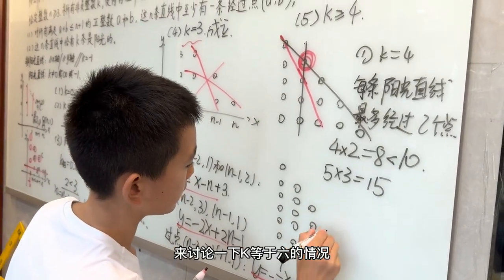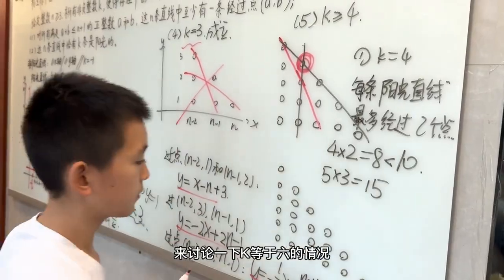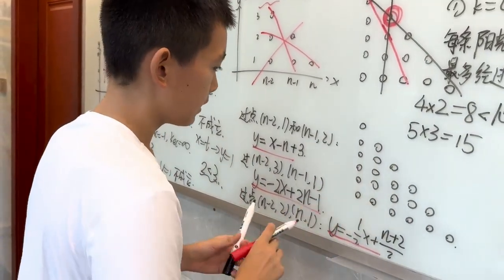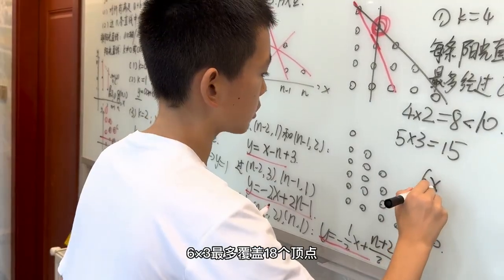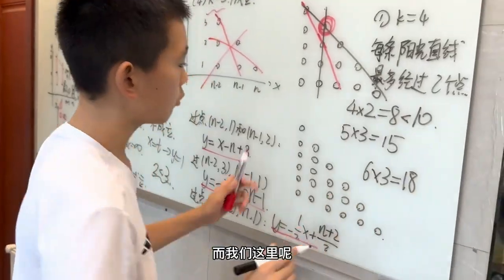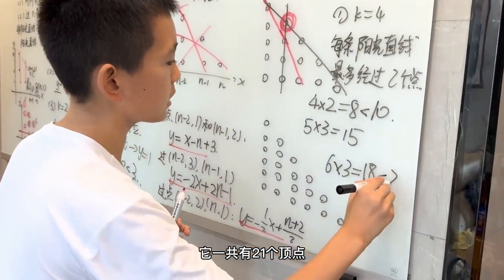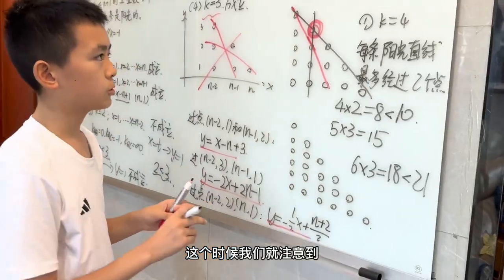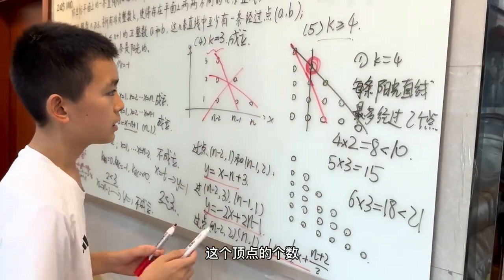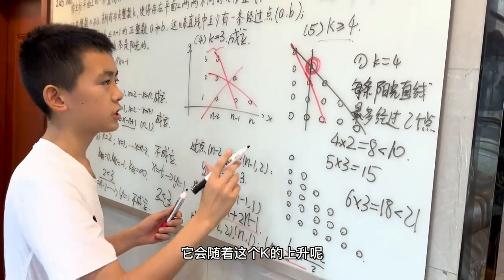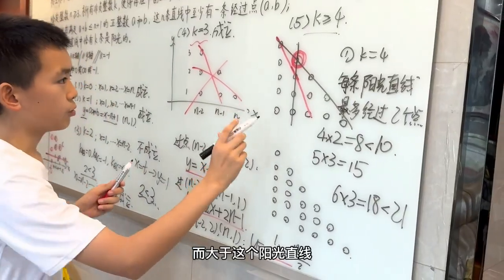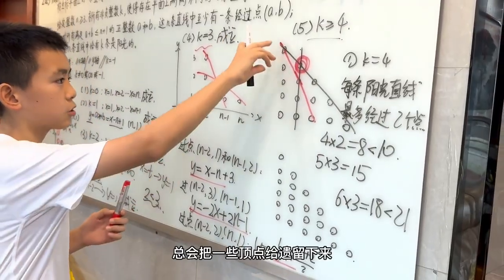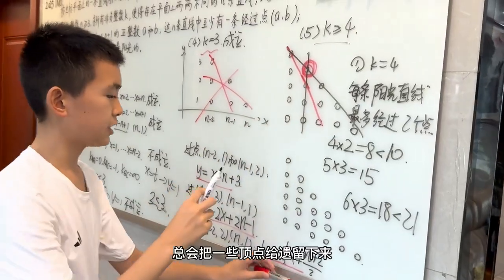Let's discuss the case where k equals 6. If k is equal to 6, we find that each sunlight line passes through at most 3 of them. We have 6 sunlight straight lines, 6 times 3, that cover up to 18 points. As for us, let's calculate that it has a total of 21 vertices, and the number covered by sunlight lines is still less than the number of vertices. At this time, we notice that when k is greater than or equal to 4, the number of vertices will rise with k, and the number of vertices will be greater than the number of vertices covered by the sunlight lines.